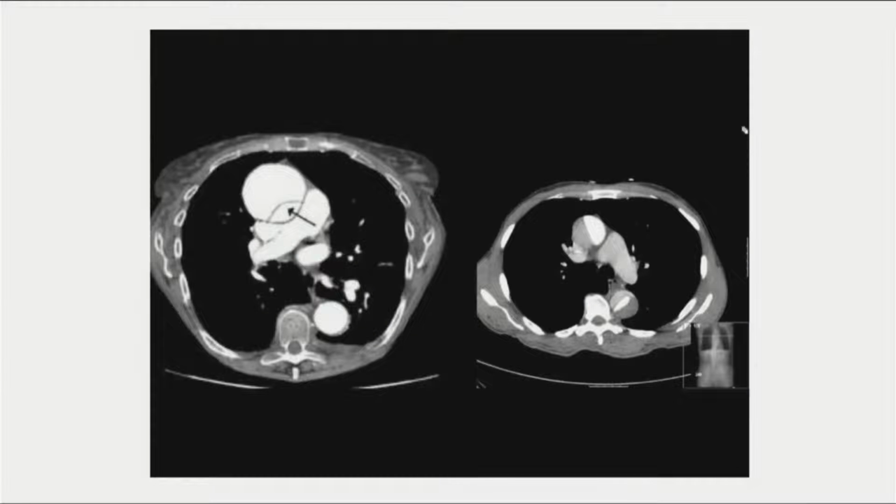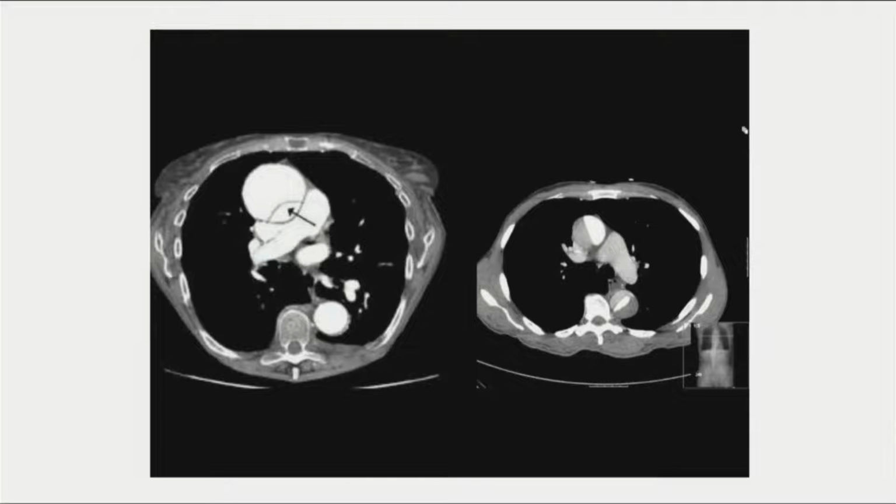This is a CT scan. This is the best way to diagnose these dissections. This won't get caught on a blood test or EKG or an X-ray. This is only picked up by CT scan.